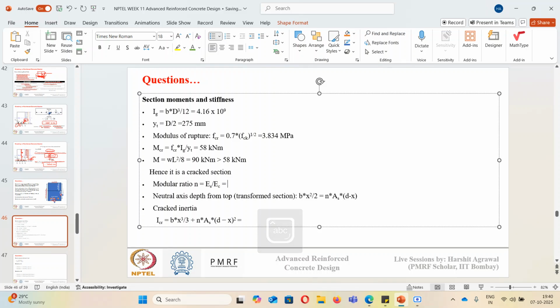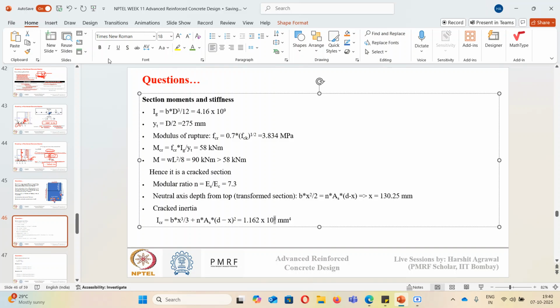Modular ratio, ratio of modulus of elasticity, will come out to be 7.3. Then from the transformed section, when you calculate the depth of neutral axis, x will come out to be 130.25 mm. For this depth of neutral axis, you can calculate the cracked moment of inertia. It will come out to be 1.162 into 10 to the power 9 mm to the power 4.